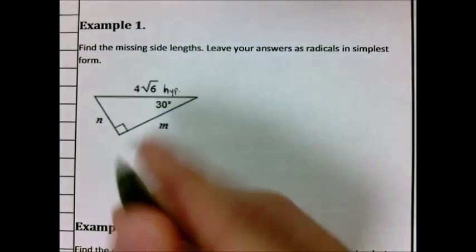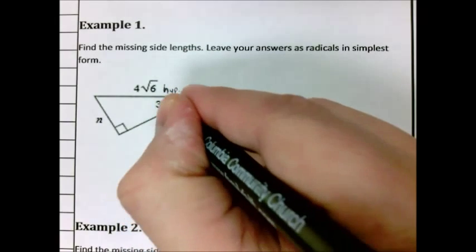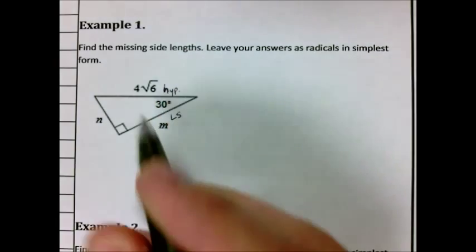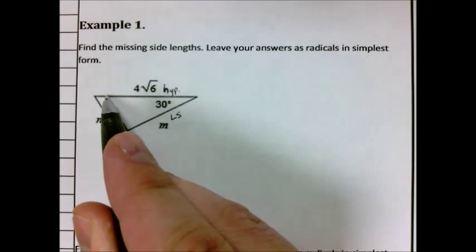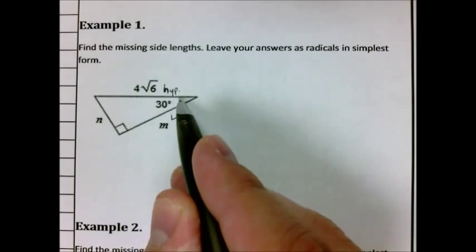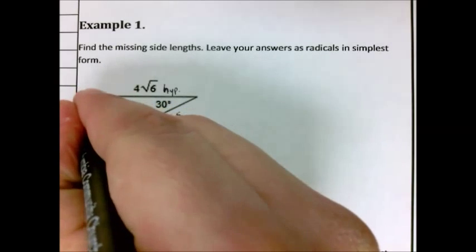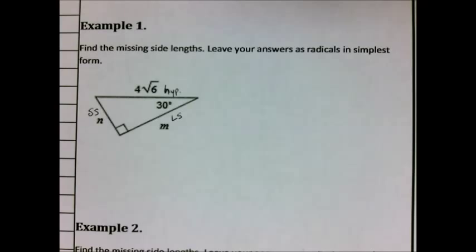M is going to be our longer side, and the reason we know that is because this angle is 30 degrees, this is 60 degrees, and remember the 60-degree angle is across from our longer leg. The 30-degree angle is across from our shorter side. We're just abbreviating those and identifying which ones are which. And now we need to use our formulas.